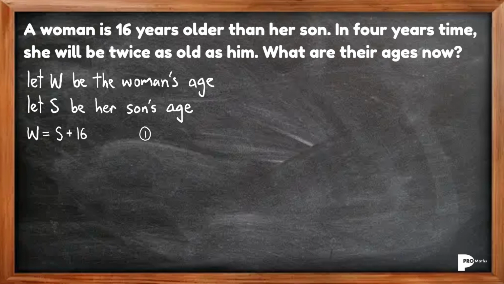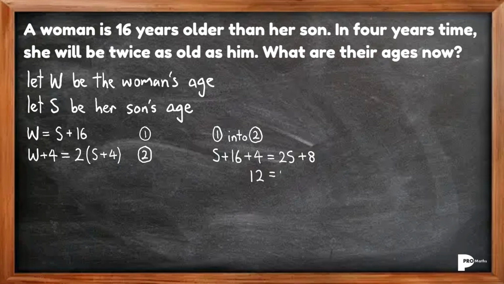Now, you must be careful when going forwards or backwards in time. The second equation here is W plus 4 equals 2 times (S plus 4). So both the woman and her son are 4 years older. If you get this right, then you're good to go for these types of questions. So let's solve this now.